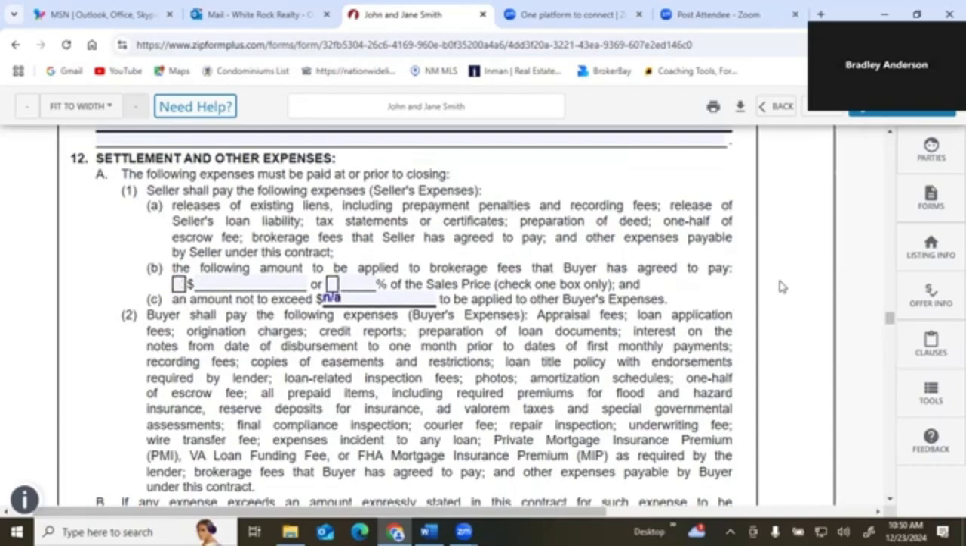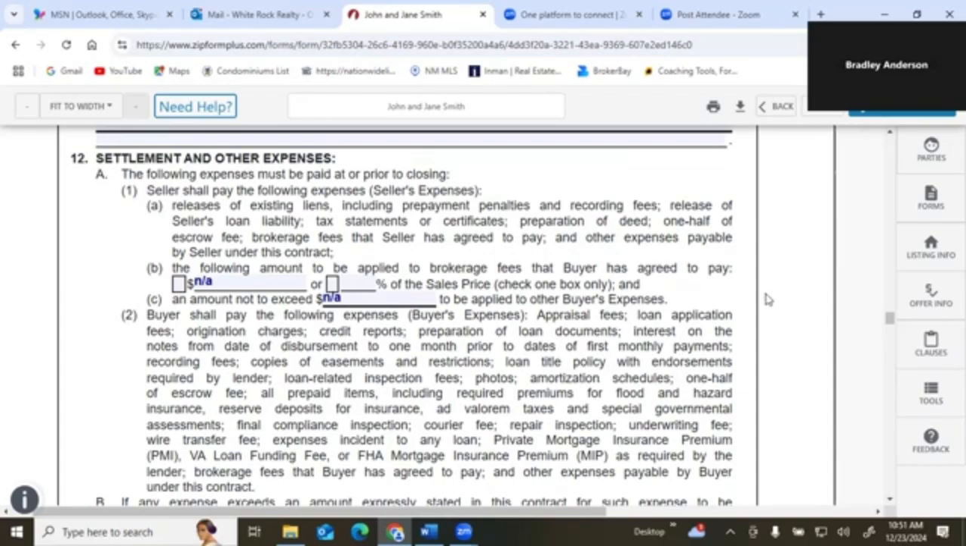So hear me when I say that if the other agent has communicated to you that they're just going to split their commission, this is blank. NA. However, because of that verbal agreement, you will still have to fill out the compensation agreement between brokers document. And I have a separate video for how to do that.